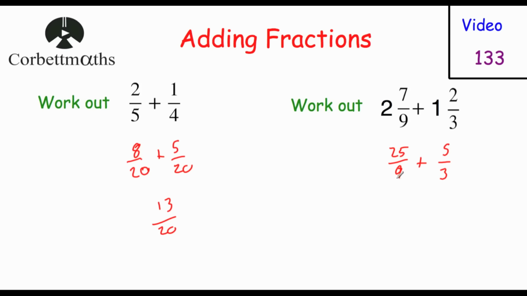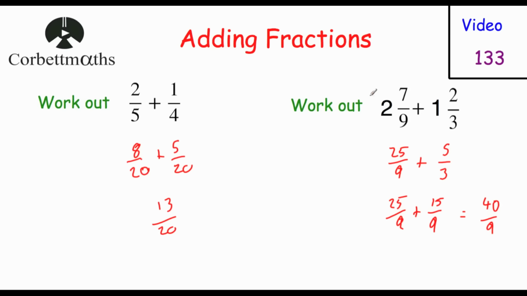So the lowest common multiple of 9 and 3 would just be 9. We could multiply both the numerator and the denominator of this fraction by 3, and that would give us 9 on the denominator. So let's do that. So we've got 25 ninths, and then we're going to add, if we multiply both of these by 3, we get, well, 5 times 3 is 15, and 3 times 3 is equal to 9. So we've got 25 ninths plus 15 ninths, and that's fantastic because they've both got the same denominator. So if we just add the numerators, 25 plus 15 is 40, so our answer would be 40 ninths.